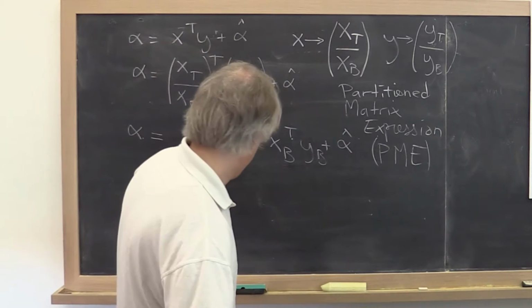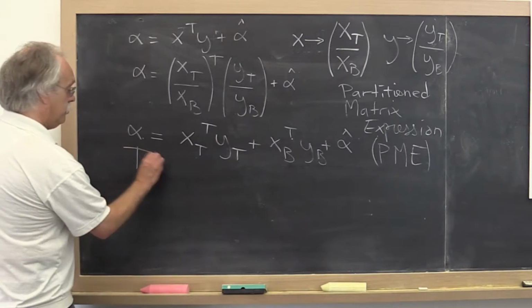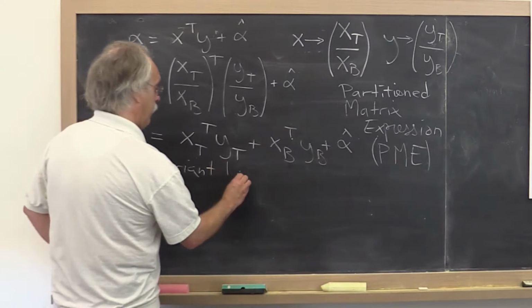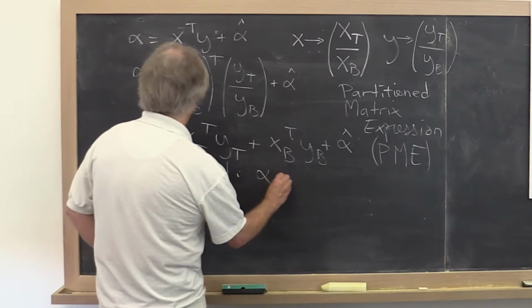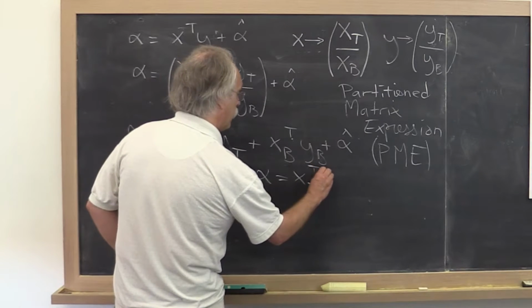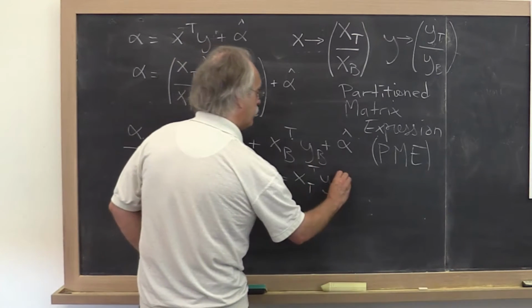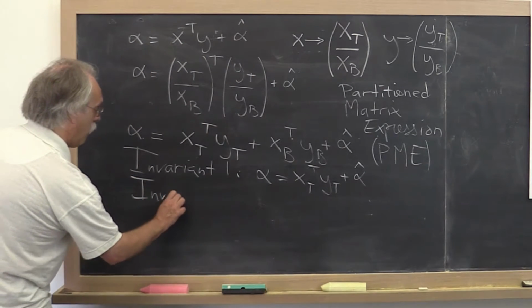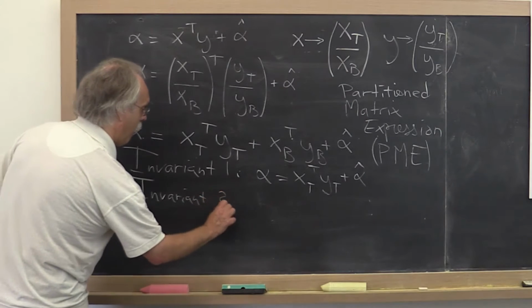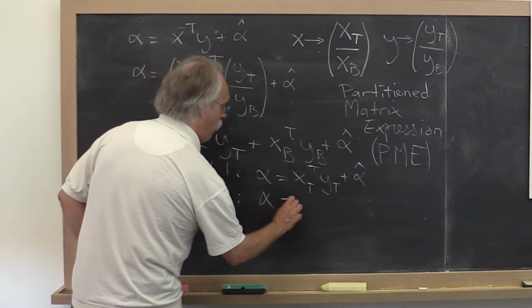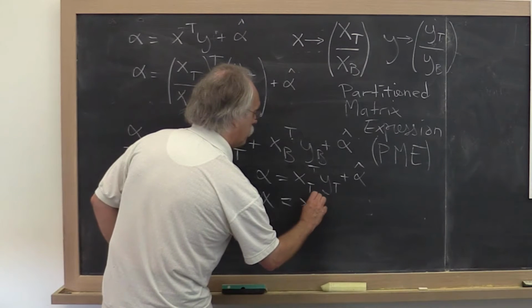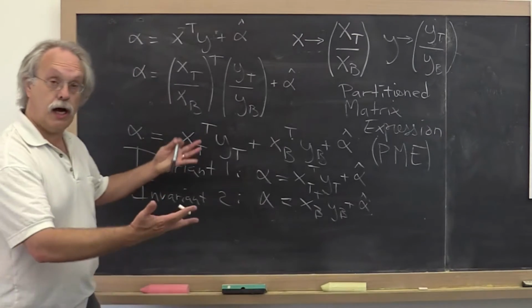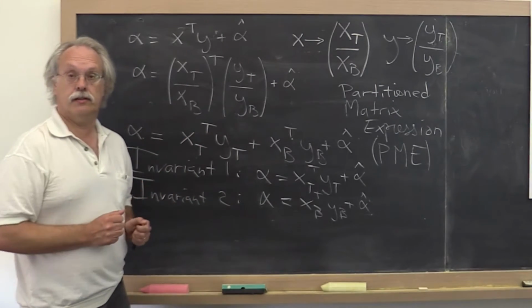So, what does that mean? That means that we now have two loop invariants. And we'll call them invariant 1. And that would be alpha is equal to the dot product of the top parts plus the original contents. And invariant 2. And that's just the dot product of the bottom parts plus the original contents. Ta-da! We have systematically derived two loop invariants.